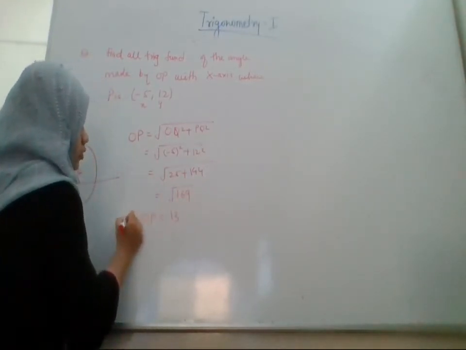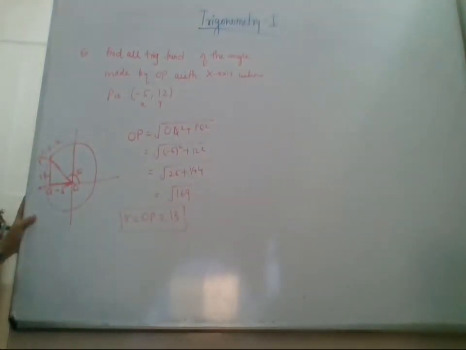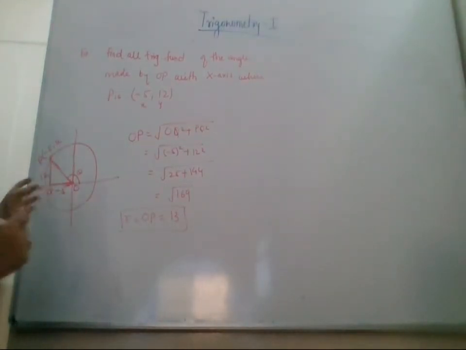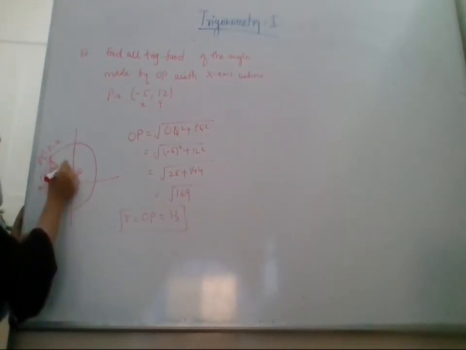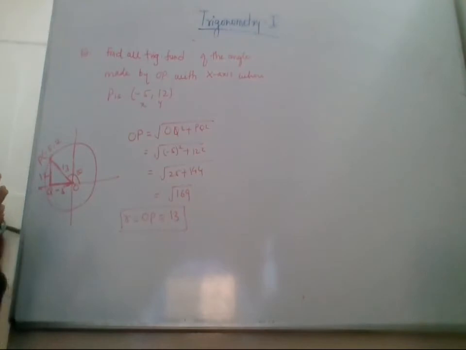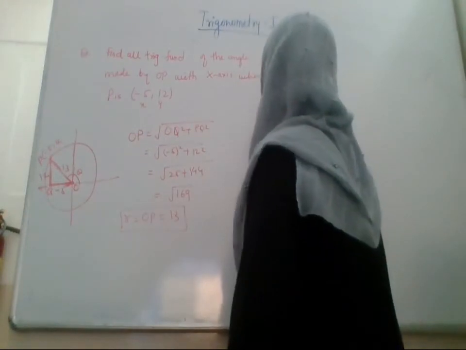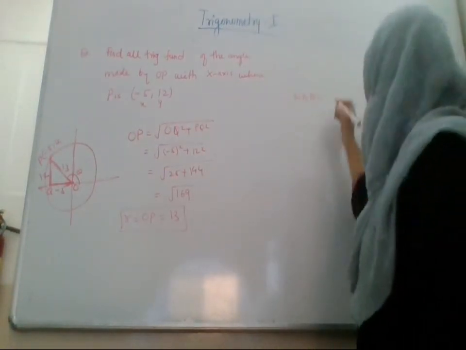So OP, that means your radius, is equal to 13. Okay. So if your radius is equal to 13, you have this OQ, you have this PQ, and you have the radius which is equal to 13. So you can directly find its value. Okay. So therefore, sine theta, the value of sine theta is equal to what?